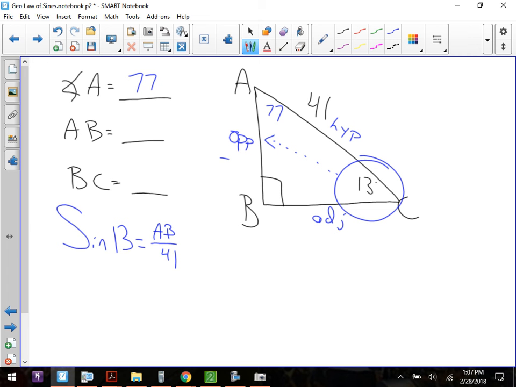When your unknown is in the numerator, what do you do with the denominator? You turn to 41 to sine 13. Very good, very good. So you just use your calculator, you write it out. It's going to be 41 times the sine of 13. Okay. When I use that to find the adjacent, knowing the hypotenuse, what trig function will that be? Cosine. Opposite hypotenuse.